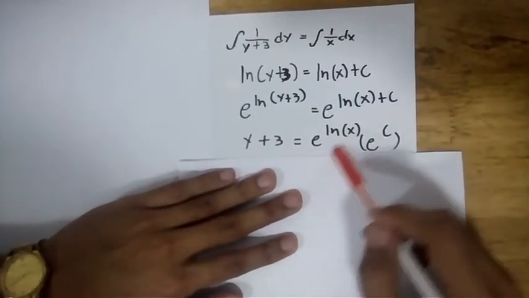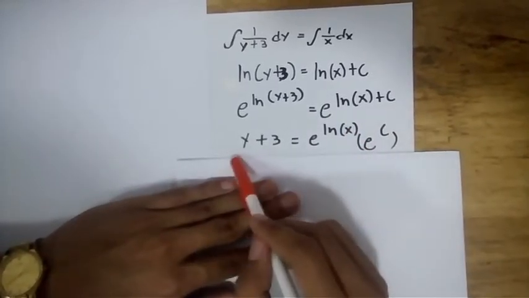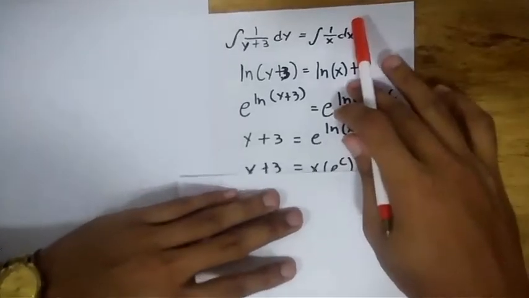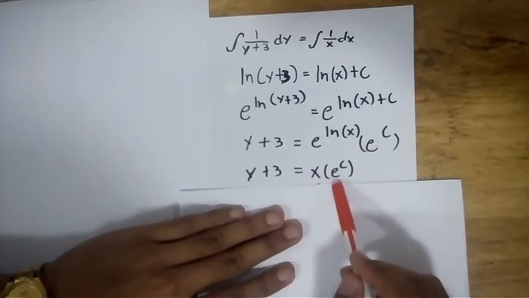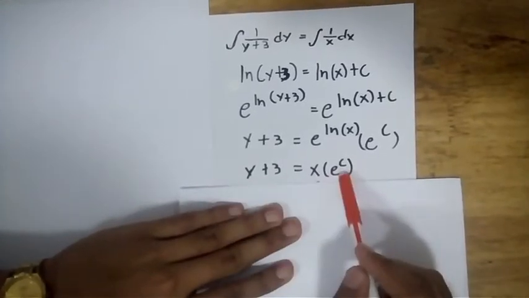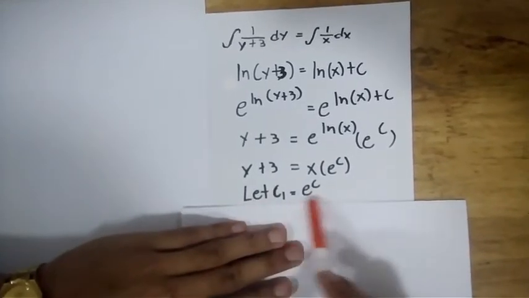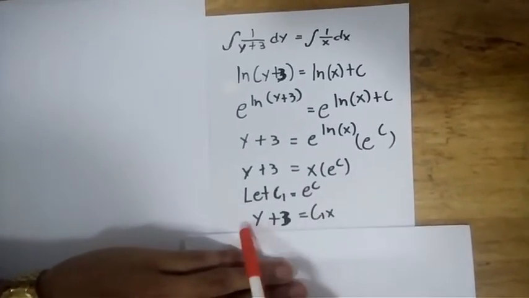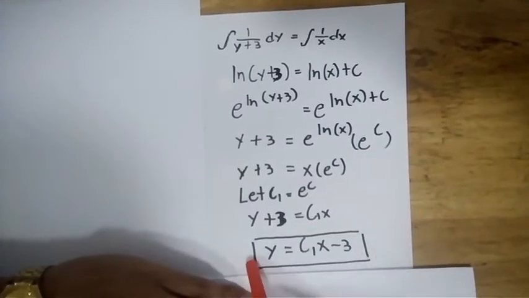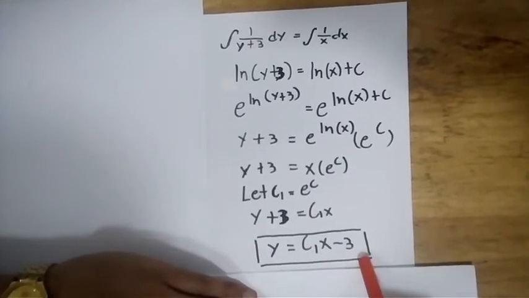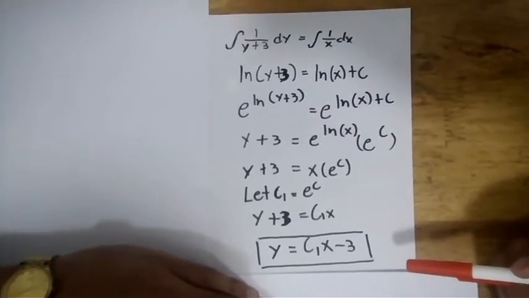So y plus 3 equals e raised to ln x times e raised to c. So y plus 3 equals x times e raised to c, as the ln will be cancelled. So let c1 equal e raised to c. So y plus 3 equals c sub 1 x. So the final answer will be y equals c sub 1 x minus 3.